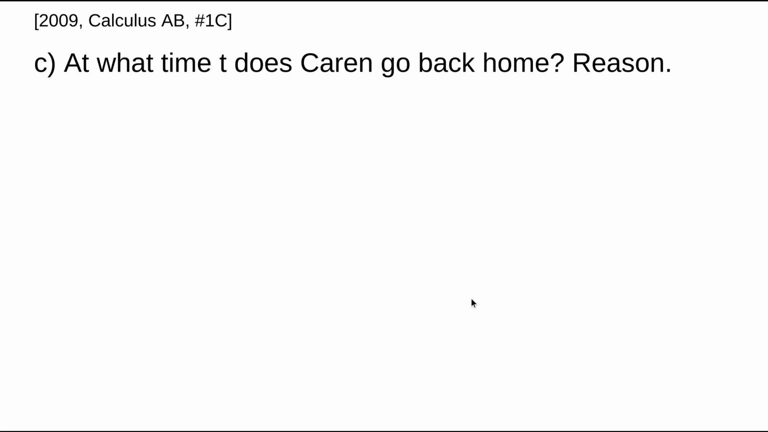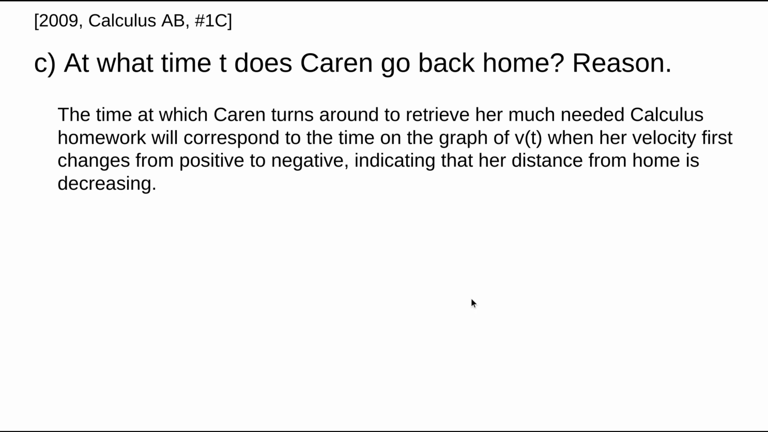In part C of this question, we are asked at what time does Karen go back home and provide a reason for why we know this. In the question stem, I believe Karen forgot her calculus homework. It's very important that she go and get that. But graphically speaking, how do we interpret what the graph is showing us to answer this question? Because the graph is the velocity, as long as Karen's velocity is positive, Karen is moving away from her home.